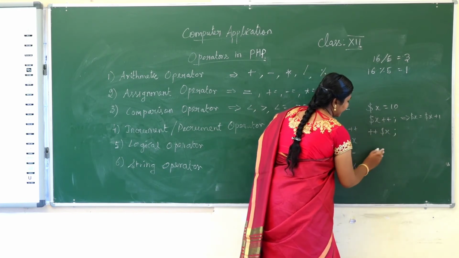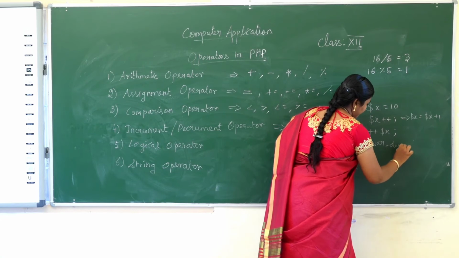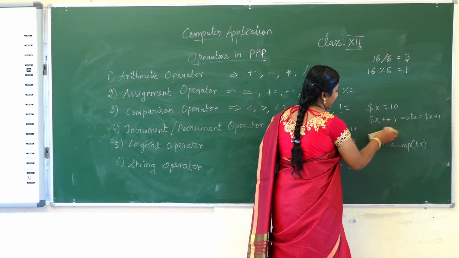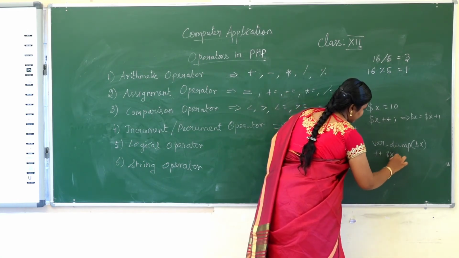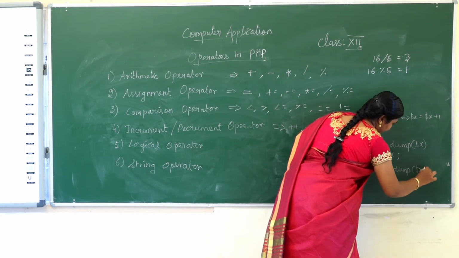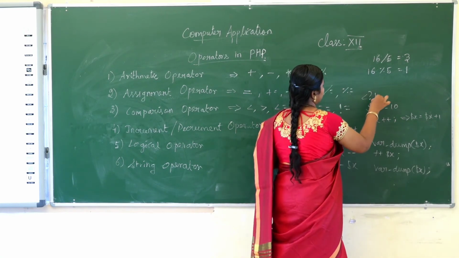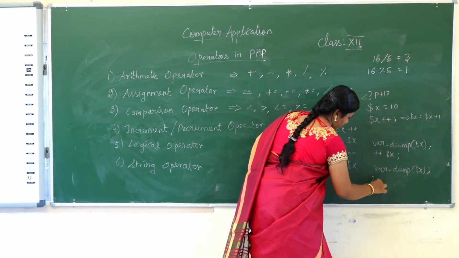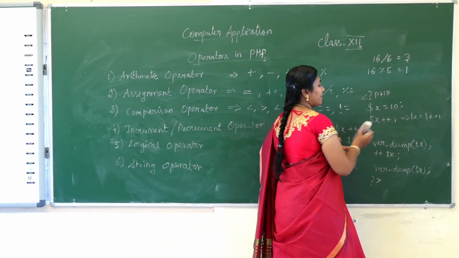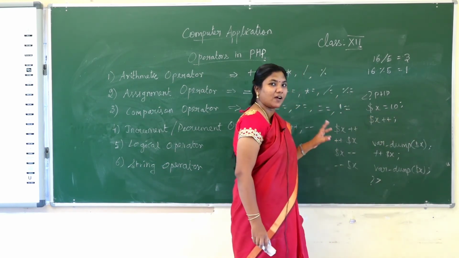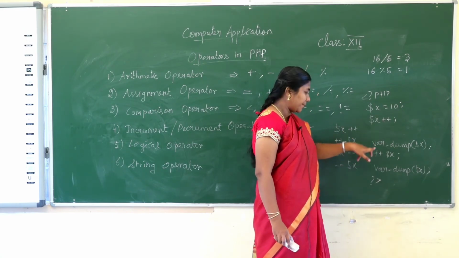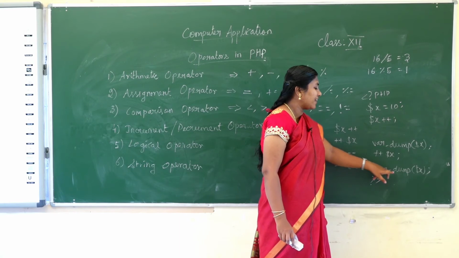Okay, so $x is equal to 10 plus $x. Suppose I am printing it with variable dump $x, and after this I am giving plus plus $x, and again I am printing the value of the variable $x. Suppose it is like this. First I have given $x the value 10. After that, what am I doing? I have given $x plus plus. So it means $x = $x plus 1. I print that first. After that, here I have given post, and here I have given pre, plus plus $x. Then I print the variable dump of $x.